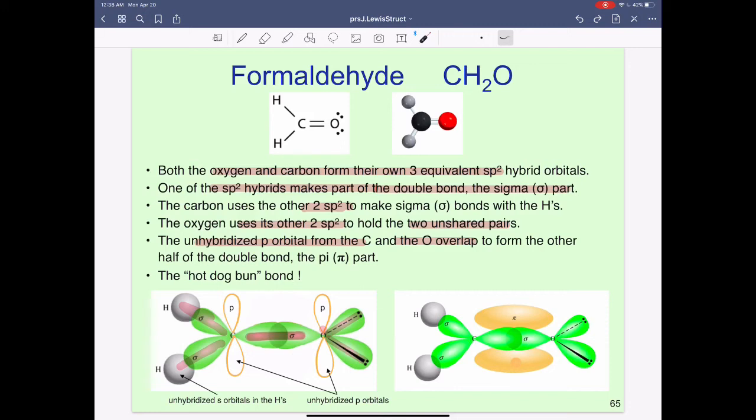Let's be clear that this is 1 pi bond. These 2 parts are 1 orbital. So we have the sigma, and the 2 orange parts are the pi bond.